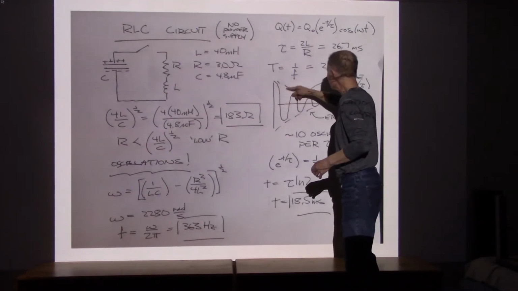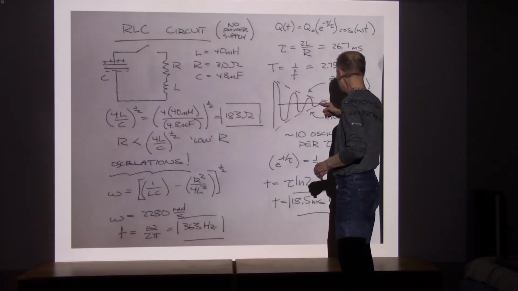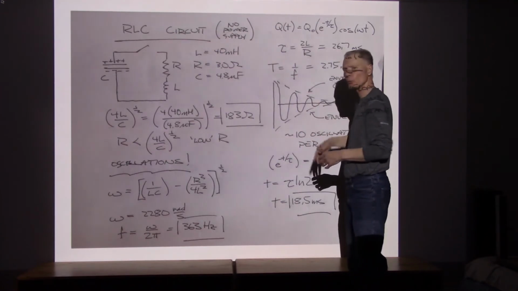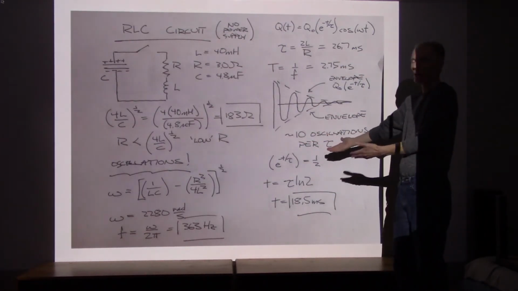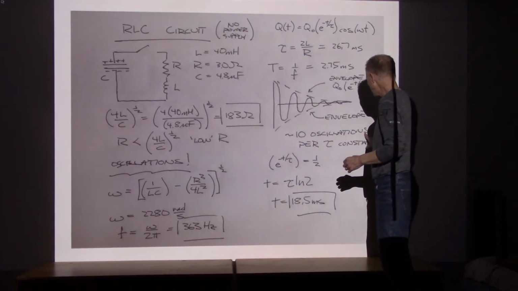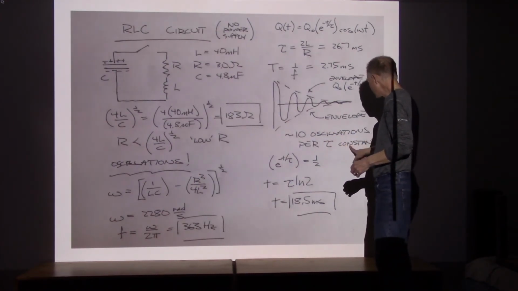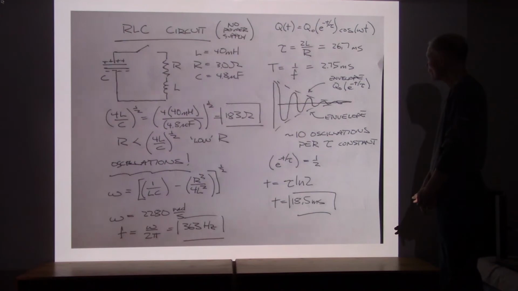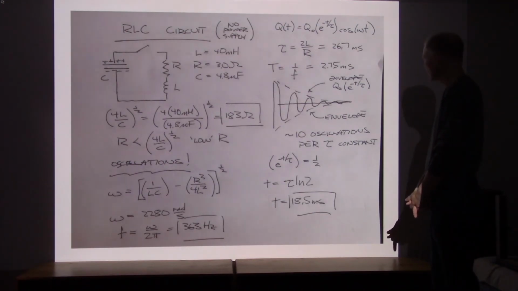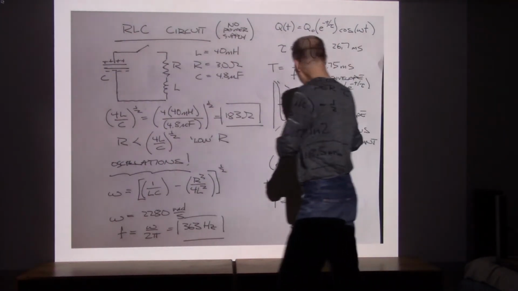So again, I've got like 10 cycles going on inside here during the time when one time constant goes by. So I wrote that. There you go. 10 oscillations per time constant. And that's not what the graph looks like. Now, what that says then, let's see, we maybe are going to come back and answer this.